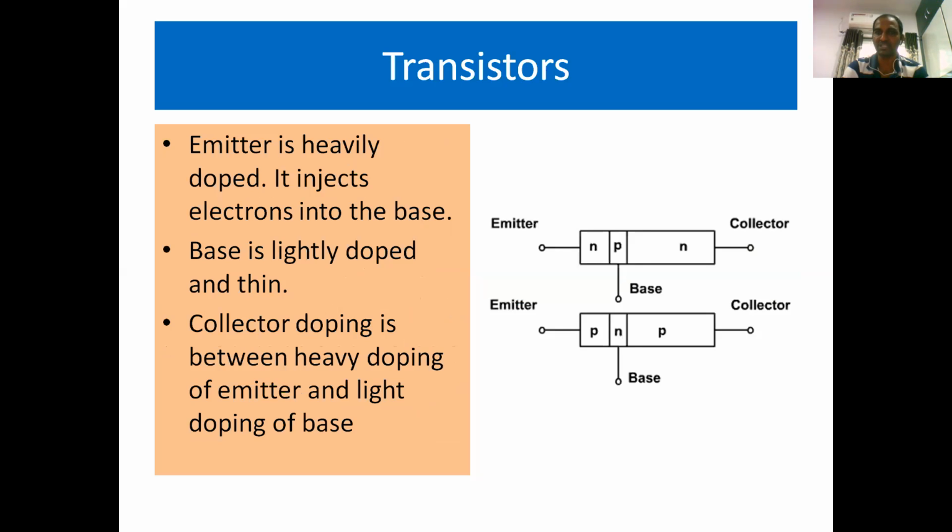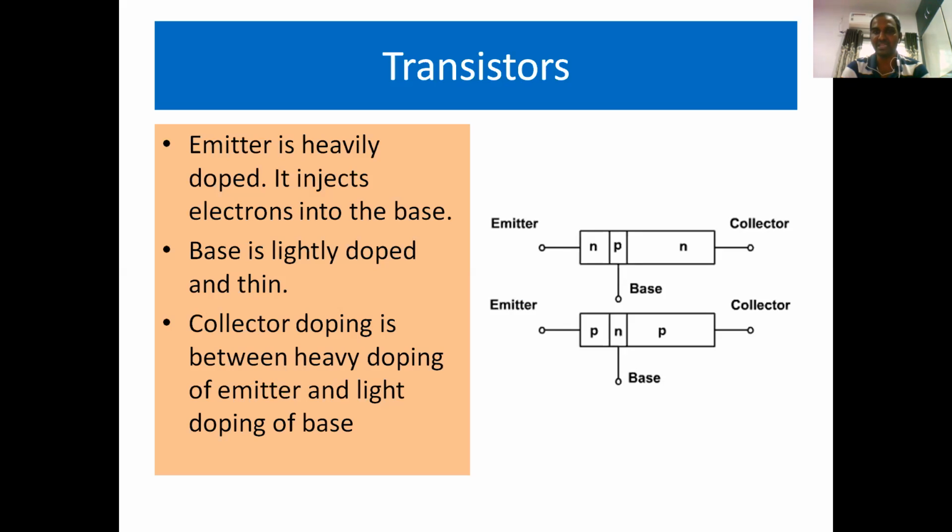Usually the left hand side portion is called the emitter, the middle portion is the base, and the right hand side portion is the collector. The first, left hand side portion, which is called the emitter, is heavily doped, and its basic work is to inject electrons. It produces more and more charge carriers, and those charge carriers are transferred to the base.